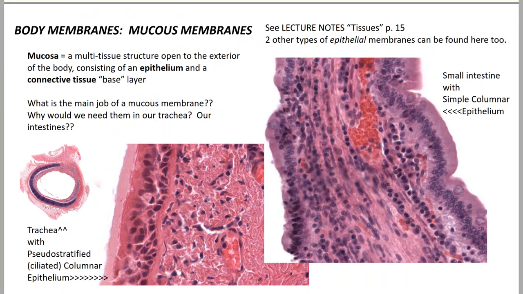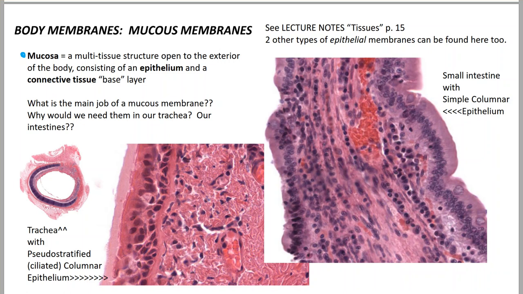Okay, last slide. So a mucosa, you're going to see the word mucosa come up in your notes and stuff. A mucosa is like a layer that has multiple tissues in it, more than one kind of tissue inside of it, and it does a function. And so it's going to have an epithelium on one side and connective tissue on the base. So an epithelium at the apical surface and a connective tissue base layer.